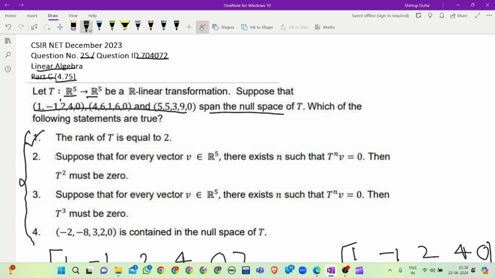Now the second option says, suppose that for every vector V there exists n such that T to the power n of V is 0, then T square must be 0. The same is given in option 3: for every vector V there exists n such that T to the power n of V is 0, then T cube must be 0. We will check these two options in a similar manner.